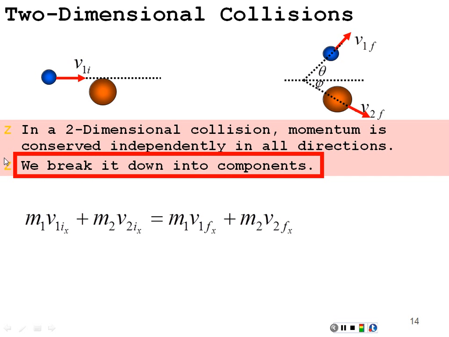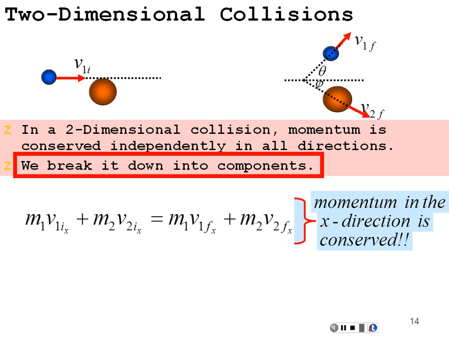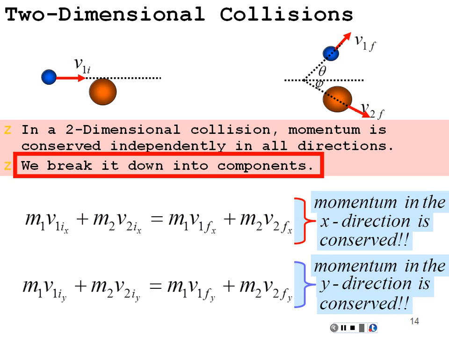So in the x direction, mass 1 times velocity 1 initial in the x direction, whatever that component is, plus mass 2 v2 initial in the x direction, should equal mass 1 v1 final in the x direction plus mass 2 v2 final in the x direction. We take all of our velocities only in the x components and treat our one equation to rule them all, our momentum equation, in the x direction accordingly. Do the same thing for the y direction. The initial momentum should equal the final momentum in the y direction using only y components of velocities.